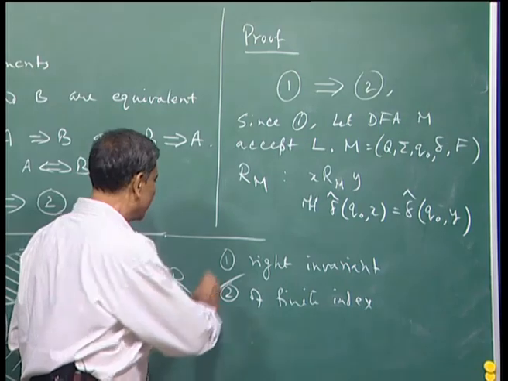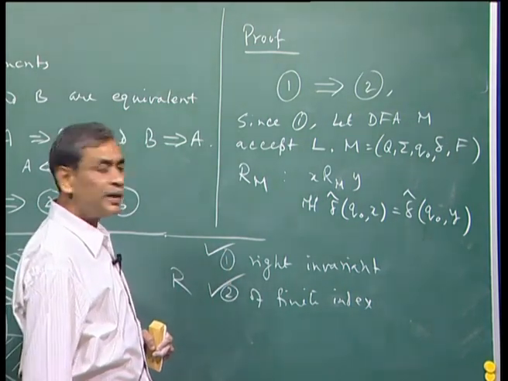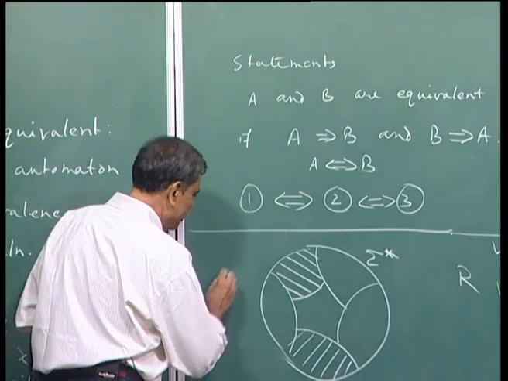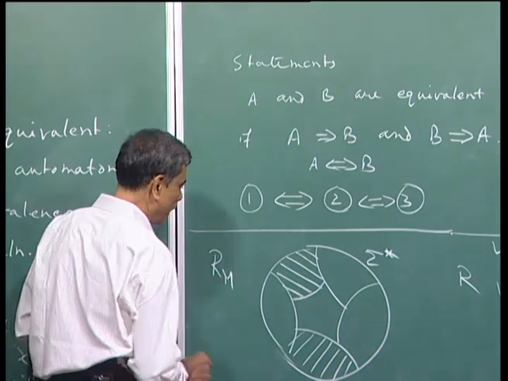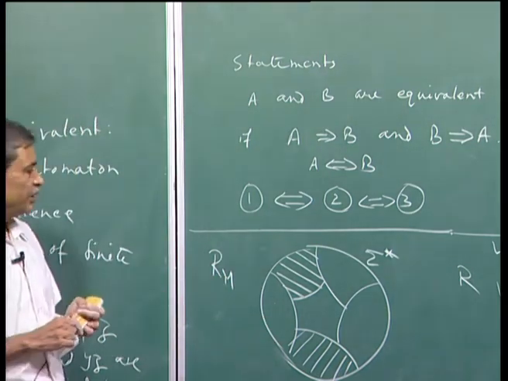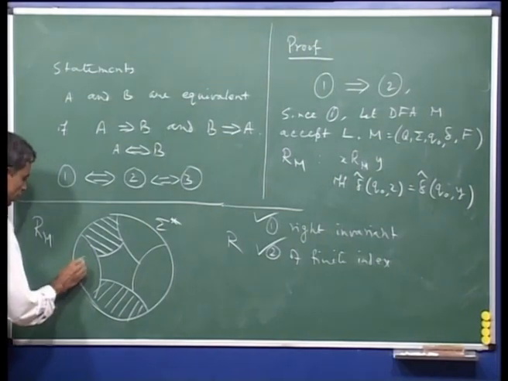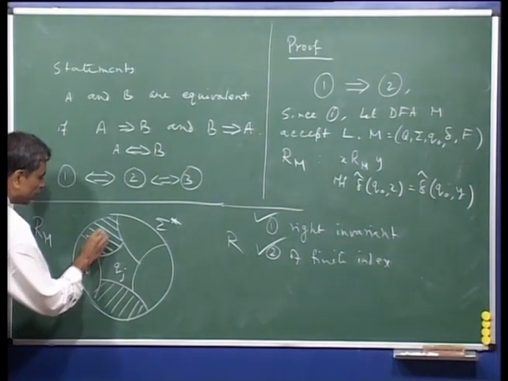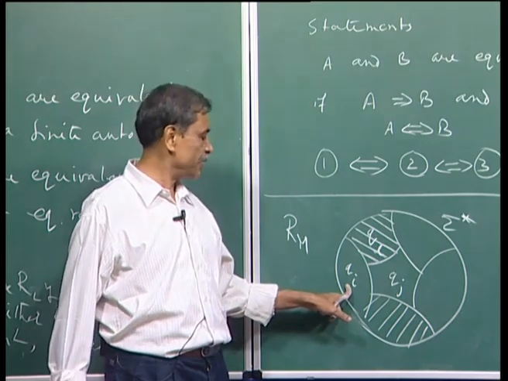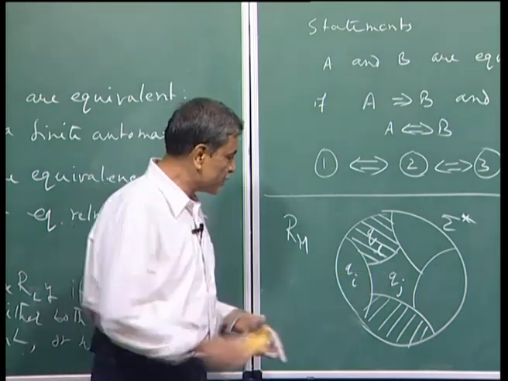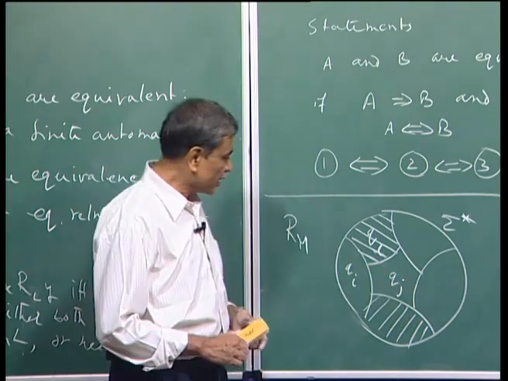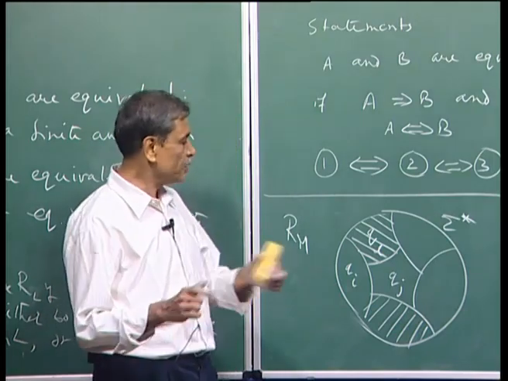We had proved a little earlier that Rm is right invariant. And now, what is L? So, you see, each of these equivalence classes of Rm corresponded to a state of the machine M. So this may be Qi, this may be Qj, this may be Ql, and so on. These are all the strings which take the machine from its initial state to state Qi. This other set of strings, which gives me another equivalence class, takes the machine from Q0 to the same state Qj, and so on.